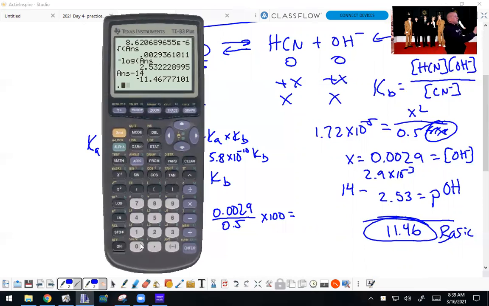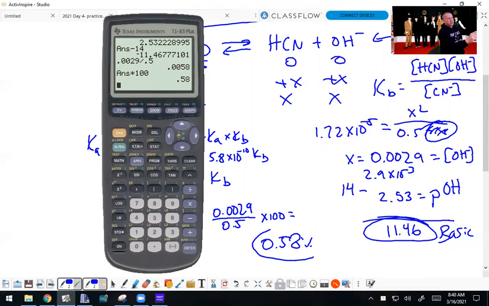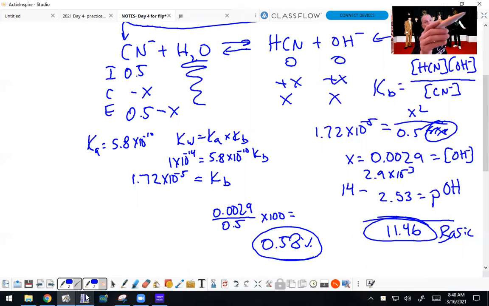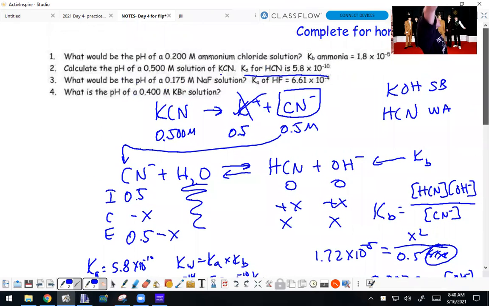So what do we got? So 0.0029 divided by 0.5 times 100, and you can see it's still only 0.58% ionized. So 99% not ionized, weak acid or weak base. All right, next one. Let me get rid of all my work again.